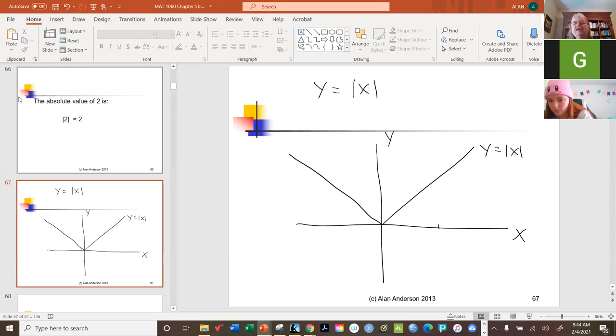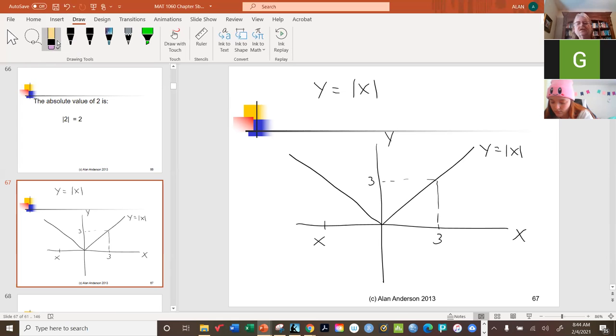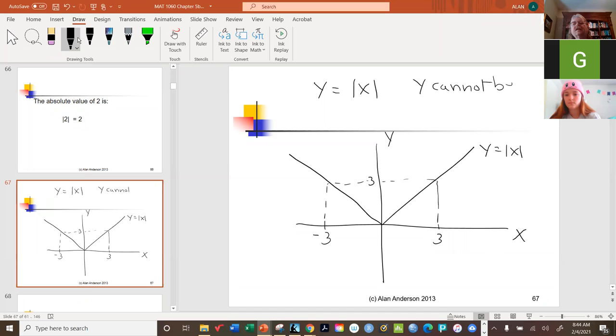So in other words, imagine if x is, let's say this is 3. If x is 3, y is 3, but if x is negative 3, y is also 3. And that's why it looks like this. It's a big V. And also you notice there are no values below the horizontal axis because y cannot be negative.